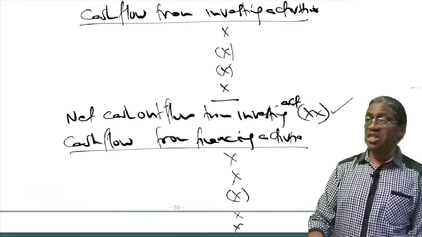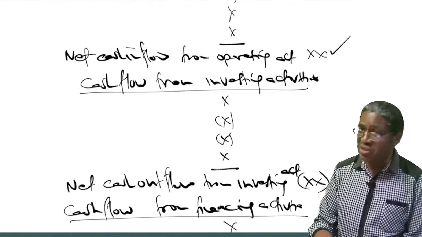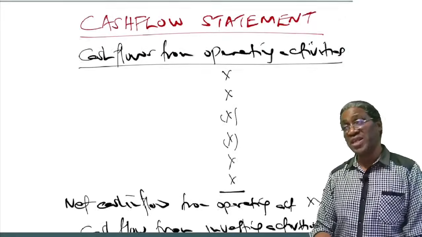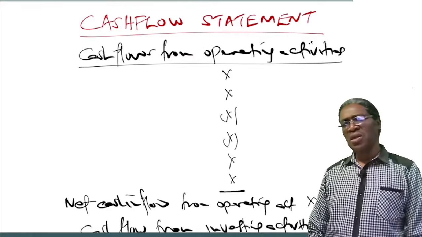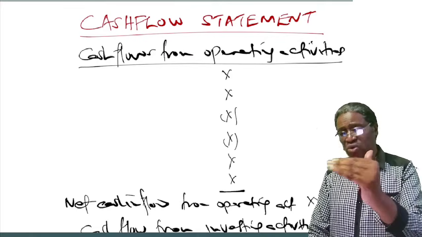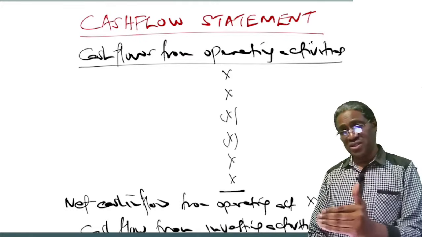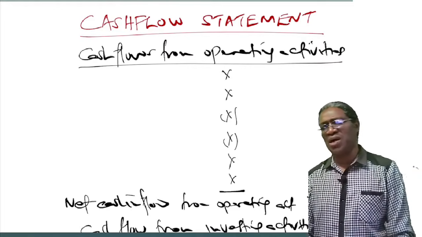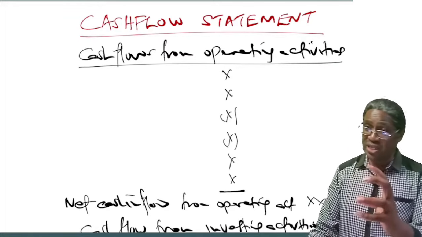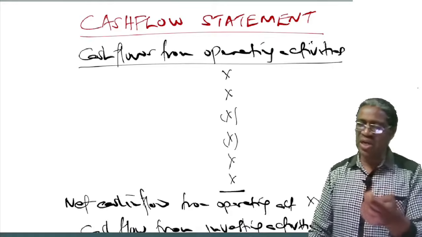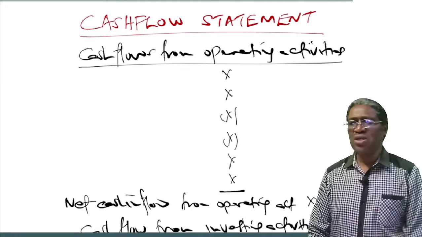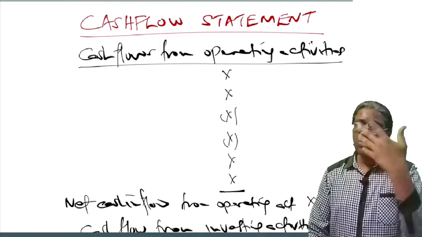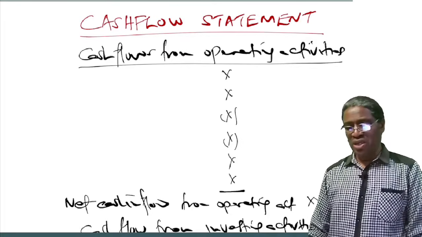That means you have to identify your cash flows from operating activities, identify your cash flows from financing activities, and then identify your cash flows from investing. So I want us to go back now and discuss each of the categories. How do you identify your cash flows from operating? How do you identify your cash flows from financing? And how do you identify your cash flows from investing?